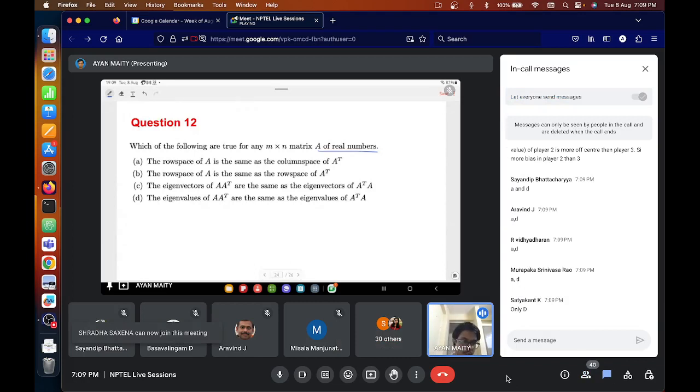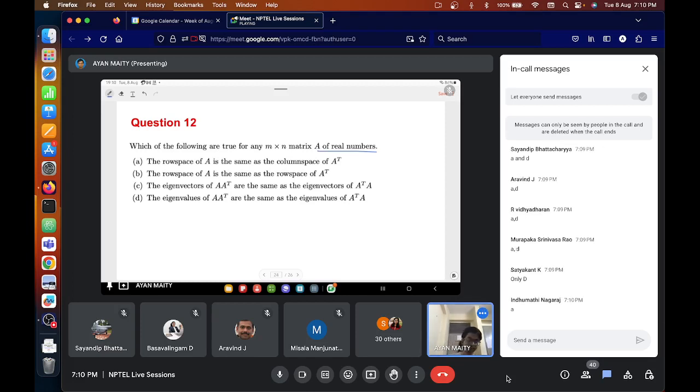So many of you are saying option A and D. And Satyakant is saying only D. Okay. Indumati is saying only A. So some of you are saying both A and D, and some of you are saying only A and only D. Any other answers?